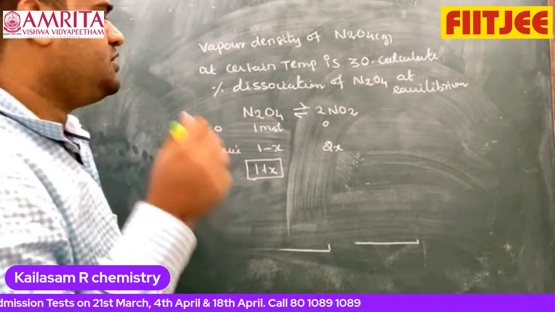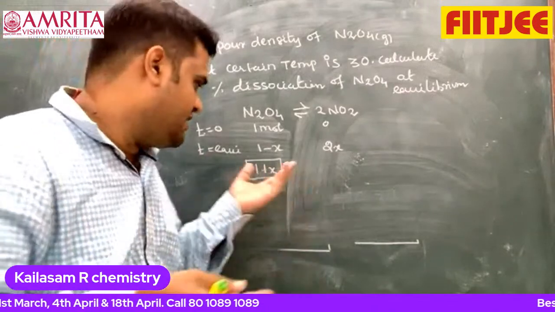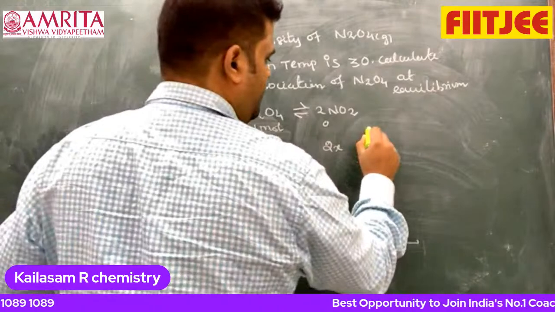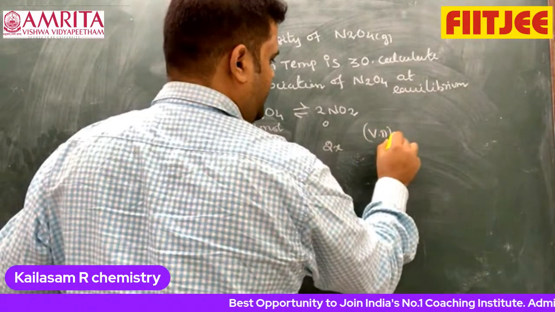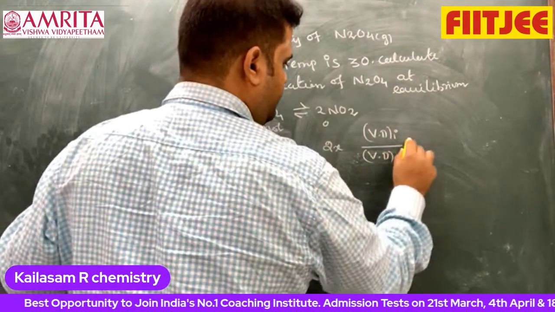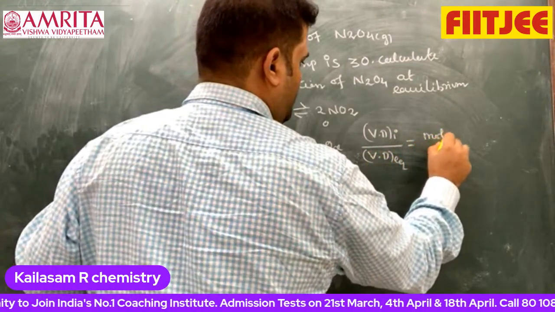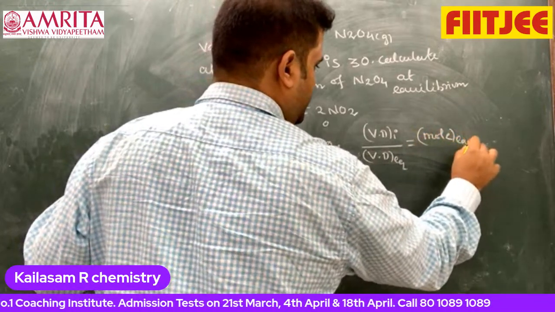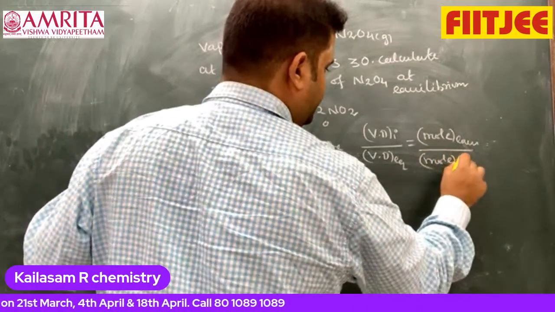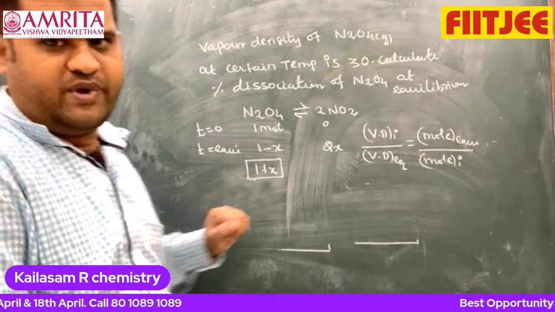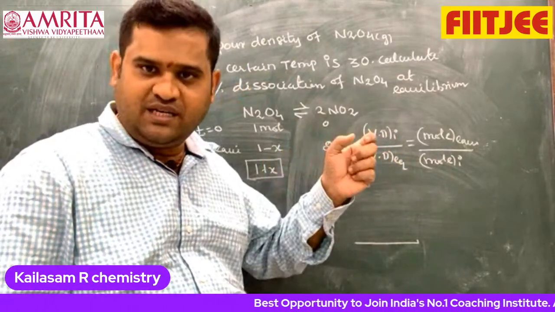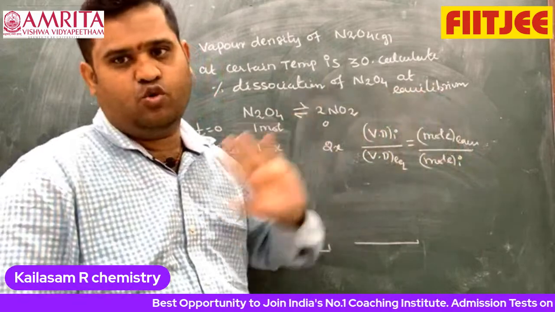Fine. The question starts. Now, how to find this x value? We know the relation. Listen. Vapor density initial by vapor density at equilibrium is equal to moles at equilibrium by moles at initial. Don't forget it. That means the vapor density is inversely proportional to the number of moles.